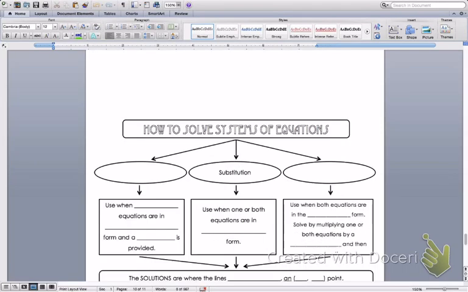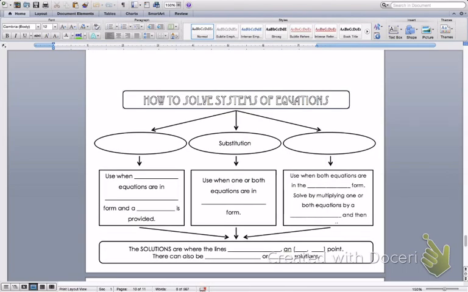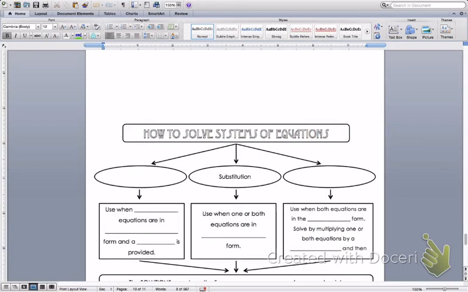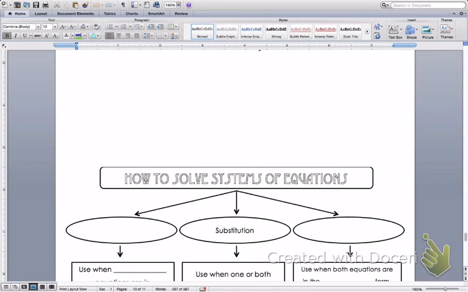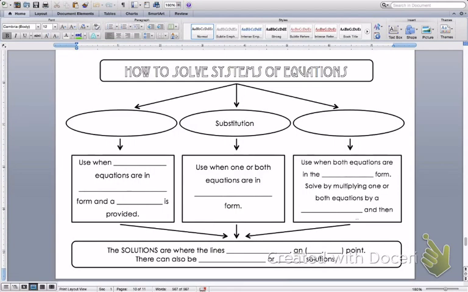All right, so we're going to look at this little graphic organizer on how to solve a system of equations. So the general idea is, since we have multiple methods, we want to be able to see the different methods and decide when it is more useful to use any of these methods. So we have the substitution method. We obviously have the other methods, which is the graphing method. And we have the elimination method.